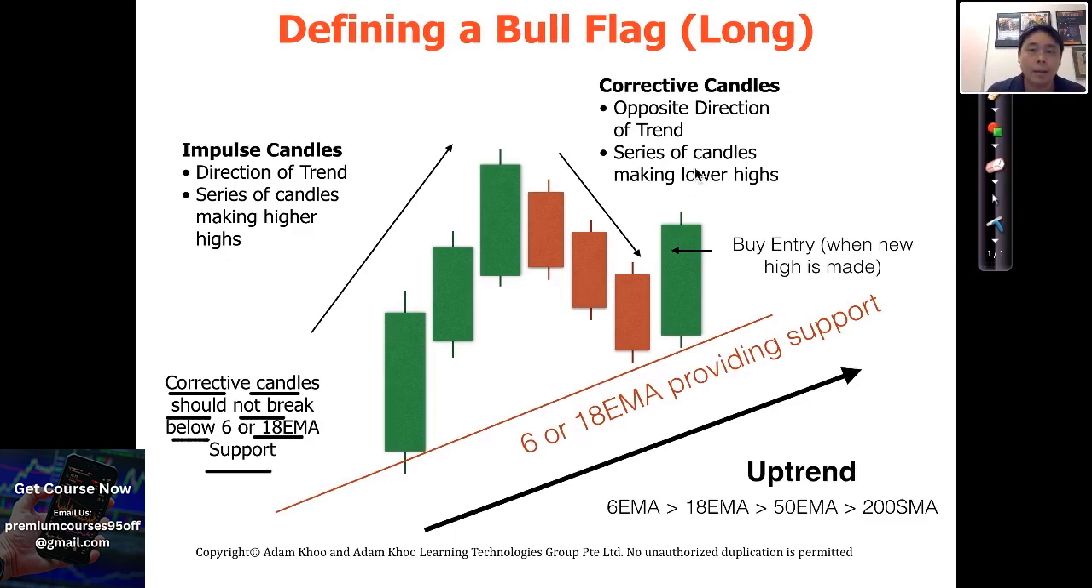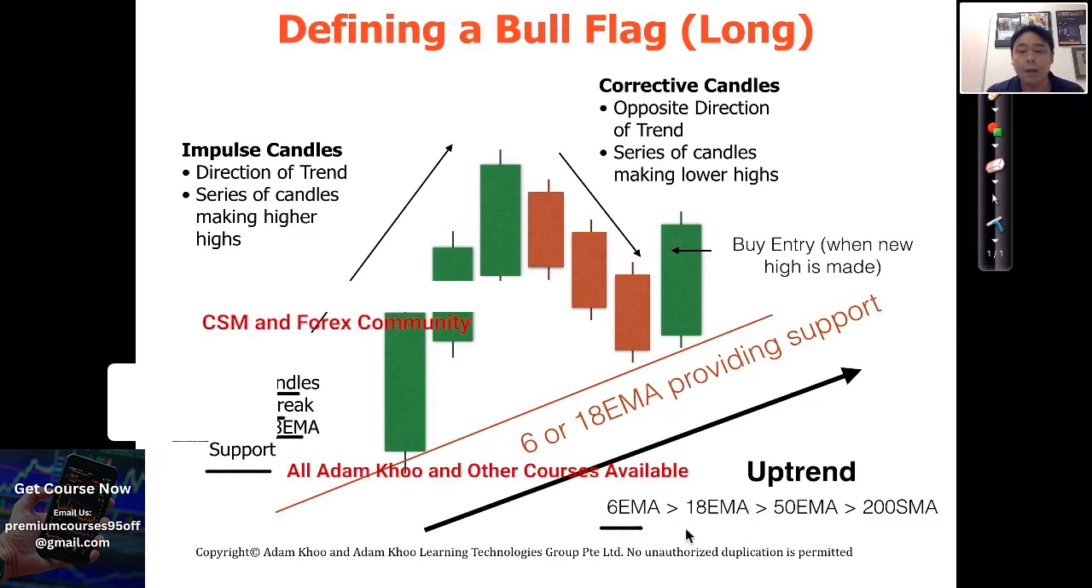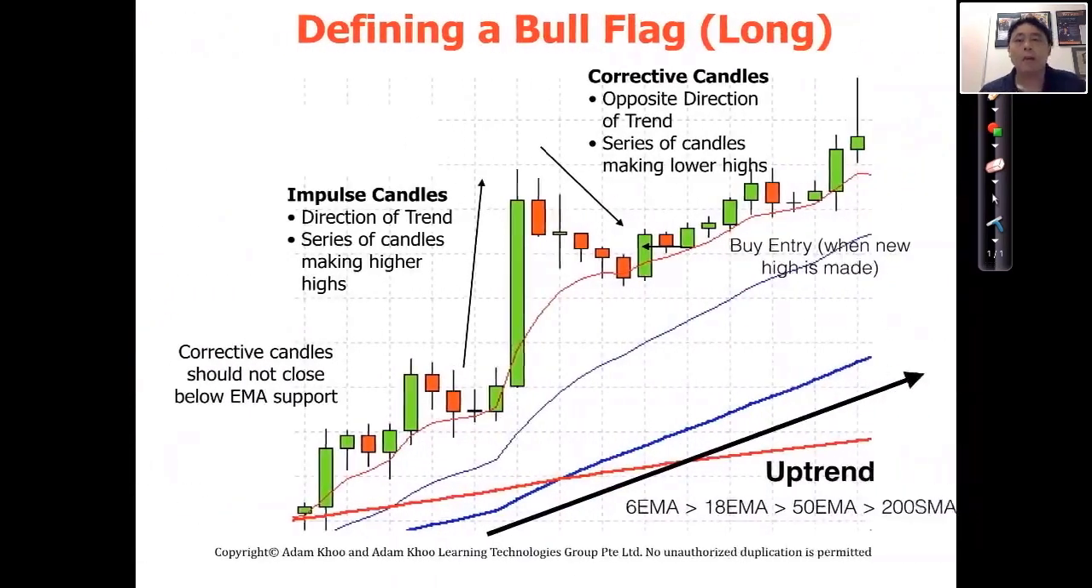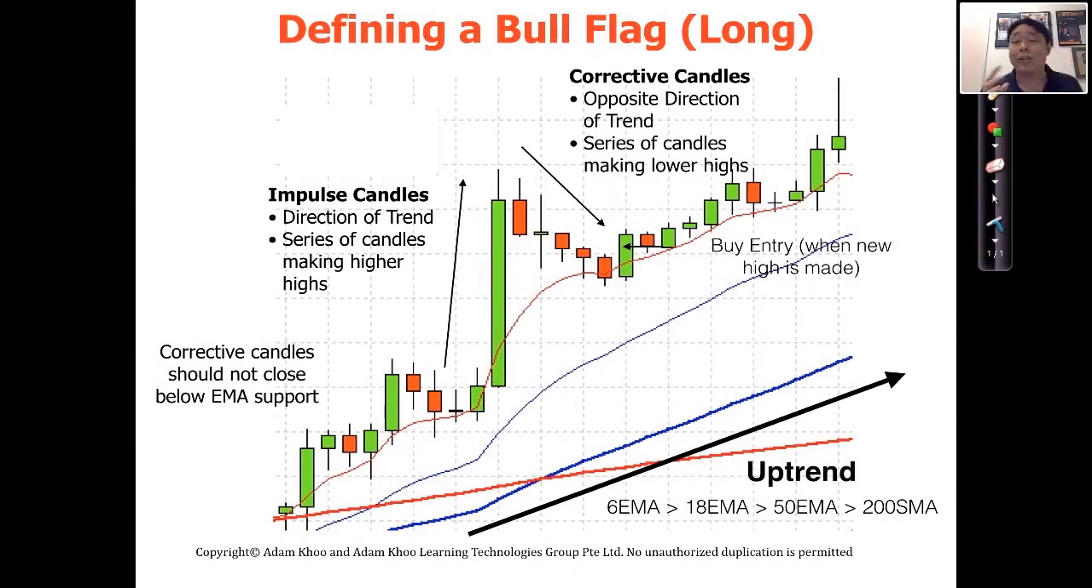Now, the other thing to understand is that on an uptrend, when we're going long, you have to see the sequence of moving averages: the 6 EMA above the 18 EMA, and that's above the 50 EMA, and it's above the 200 simple moving average. So let's take a look at what it looks like on an actual chart.